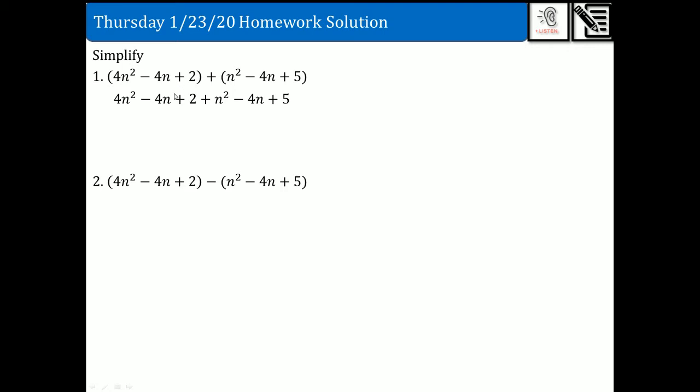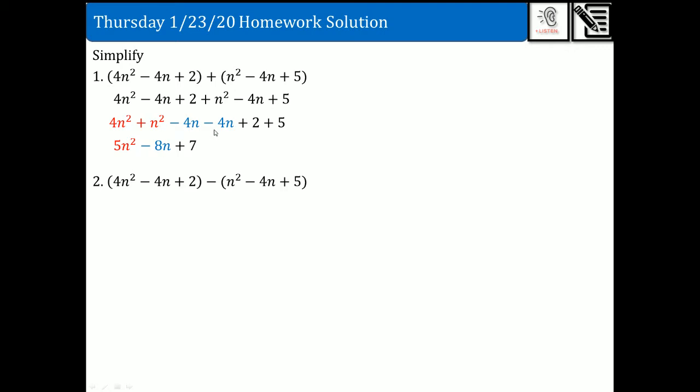Now you want to start combining some like terms. So you have your 4n squared and your n squared. These go together because they're in the n squared family, the second power. Now you want to look at all your first powers, minus 4n and minus 4n. That's your first powers. You write that there. Then you have your constants, 2 and 5. You write those together. What is 4n squared plus n squared? That becomes 5n squared.